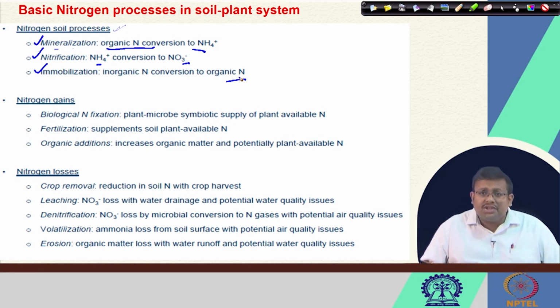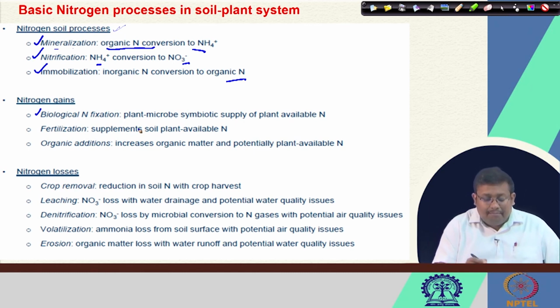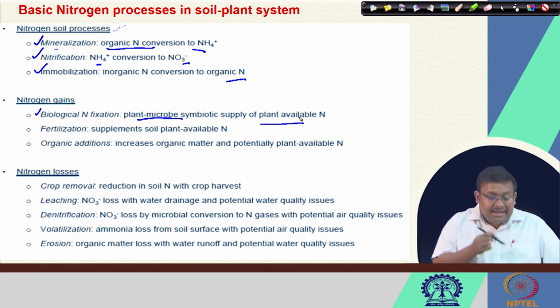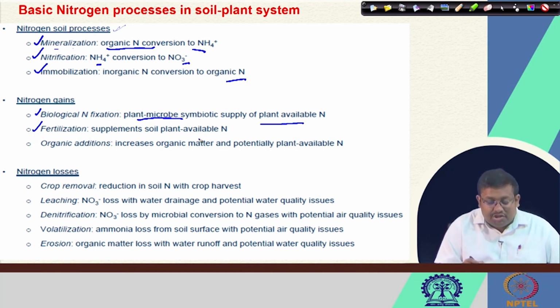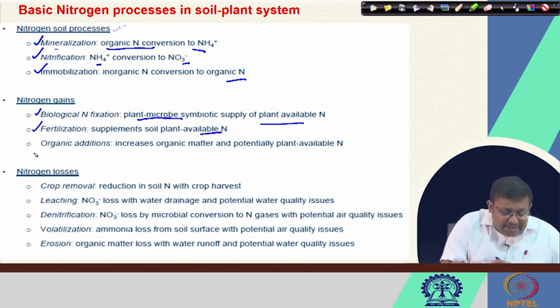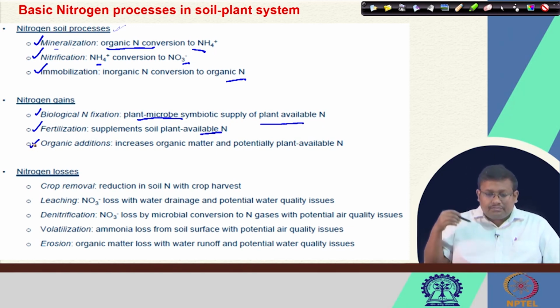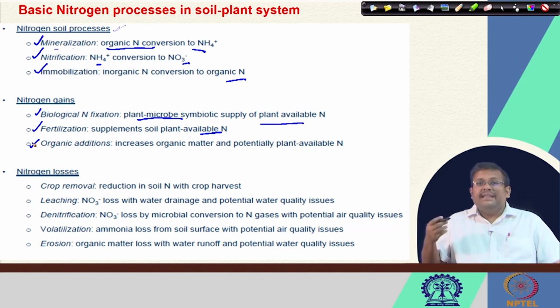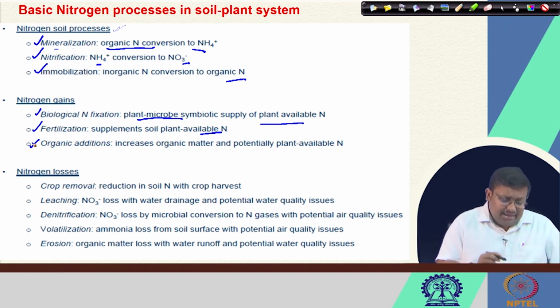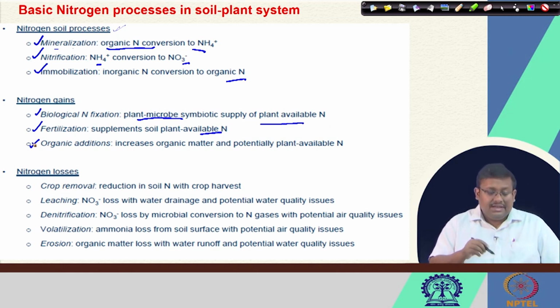Now, what are the gains of nitrogen? The first important source of nitrogen here is biological nitrogen fixation, which comes from the plant microbe symbiotic relationship, and that supplies plant available nitrogen. Secondly, another source of nitrogen is fertilizers. When we go for fertilization, that supplements soil plant available nitrogen. The third one is organic additions. When we apply organic matter in the soil, that enhances the potentially plant available nitrogen in the soil. So, these are the pathways through which nitrogen is augmented in the soil.